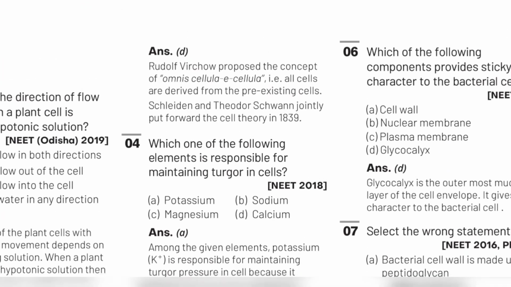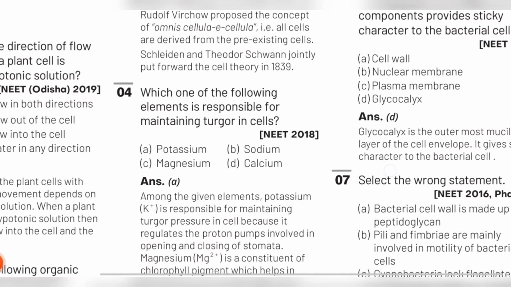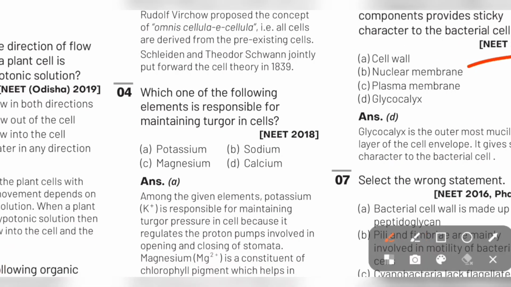Which of the following components provide sticky character to the bacterial cell? याद रखना है आपको, सेल वाल है, न्यूक्लियर मेम्ब्रेन है, प्लाज्मा मेम्ब्रेन है, और we have the glycocalyx is the correct option. इसमें आया था नीट 2017 में आया था. Glycocalyx is the outermost mucilage layer of the cell envelope. It gives sticky character to the bacterial cell.